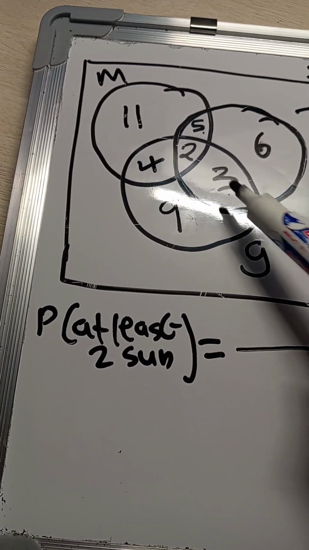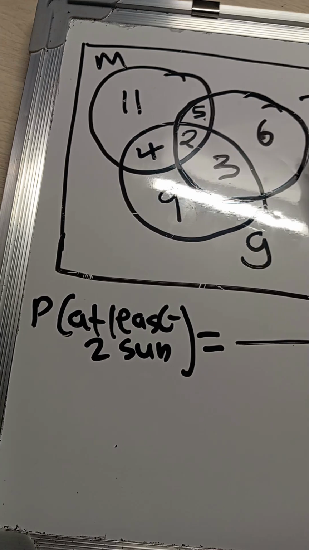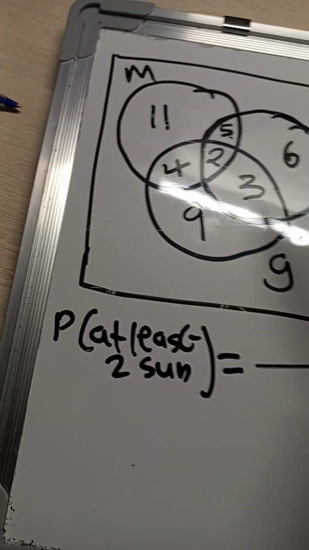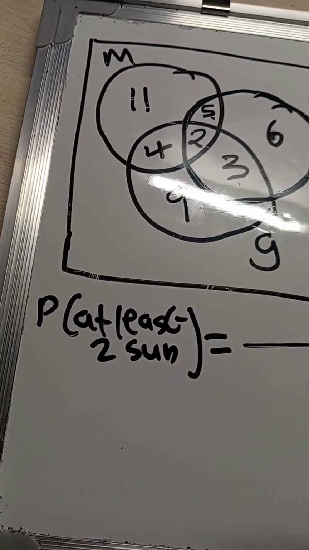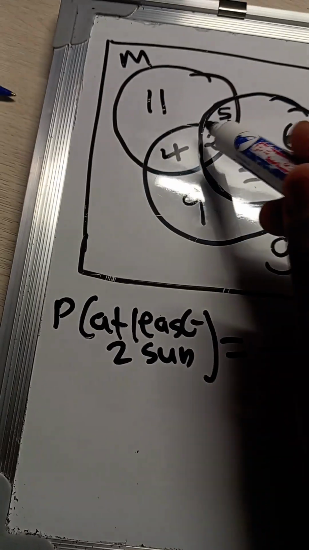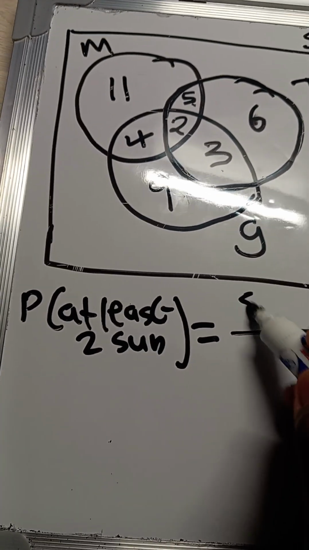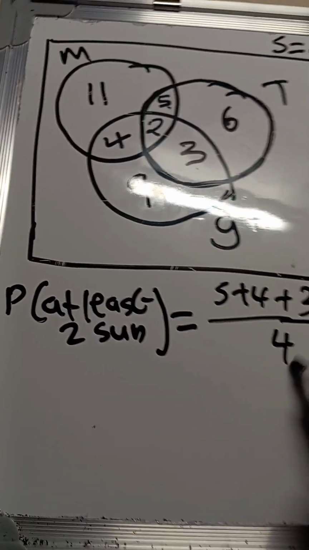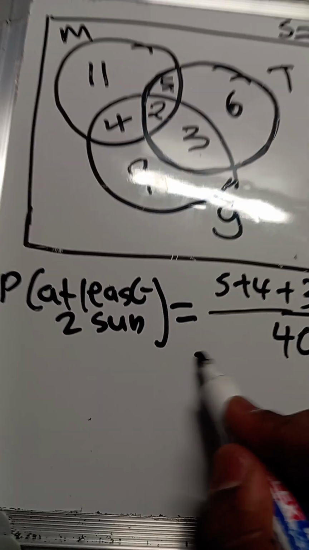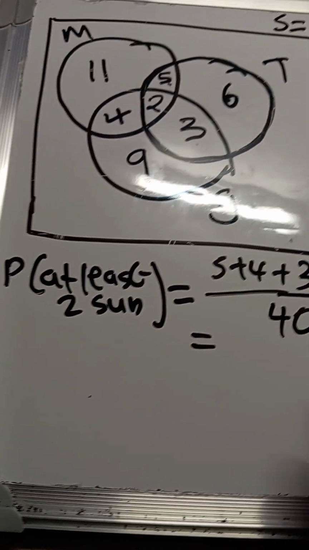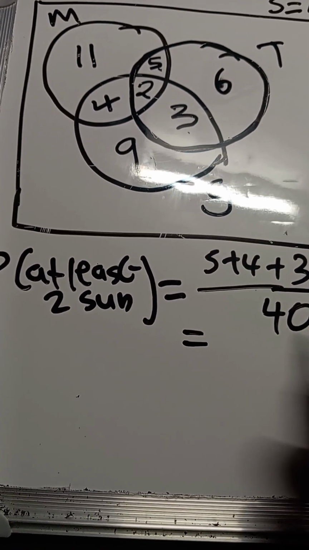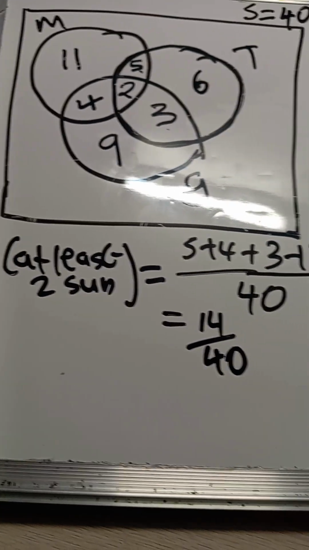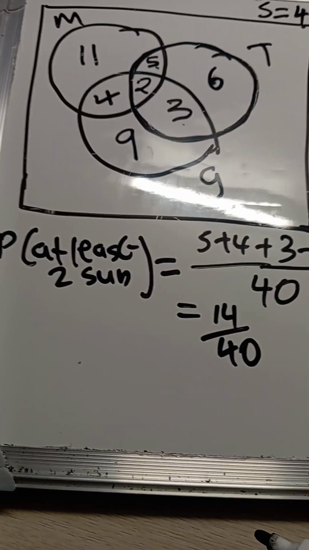Now, three learners do geography and tourism. 5 learners do maths and tourism. 4 learners do maths and geography. Can you see that now it's at least 2? Even this one, the intersection of all three. So it is just going to be 5 plus 4 plus 3 plus 2 over 40. Get what I'm trying to tell you? Then 5 plus 4, 9. 9 plus 3, 12. 12 plus 2, 14. Then I have 14 over 40. Okay? That's how it is.